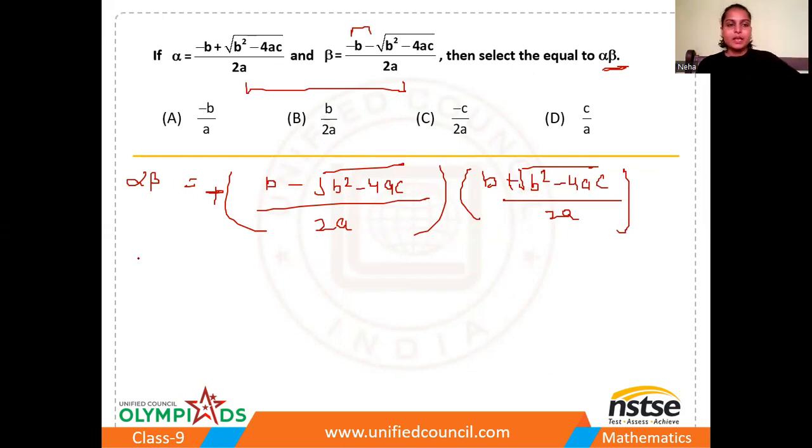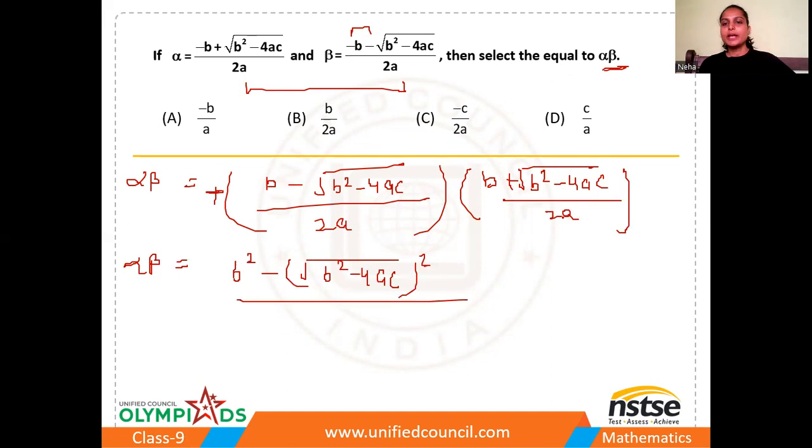Correct? Now alpha into beta is nothing but, okay, so here I can see a minus b into a plus b, right? So a plus b into a minus b is what? It is a square minus b square. That means this is a square minus b square, meaning the square root of b square minus 4ac whole square. Correct? Now this is 2a into 2a.